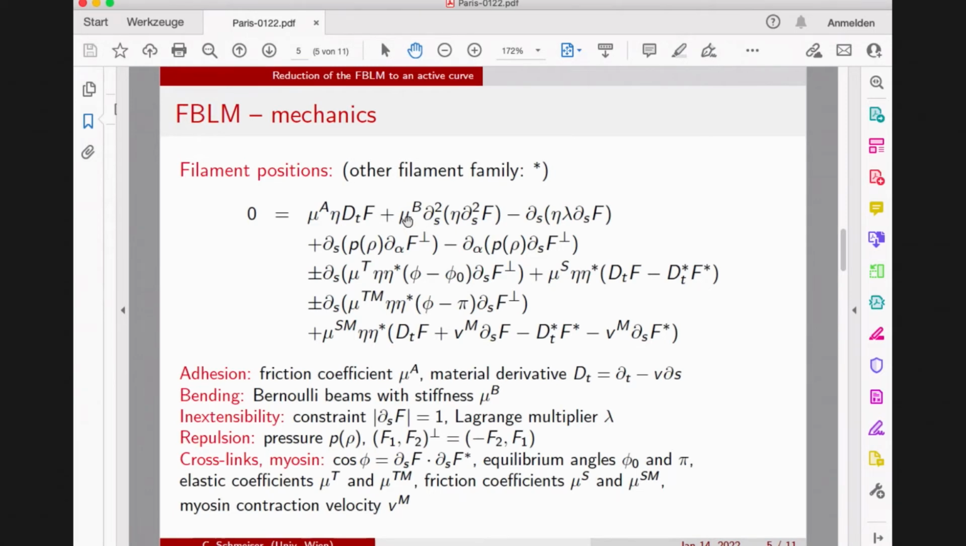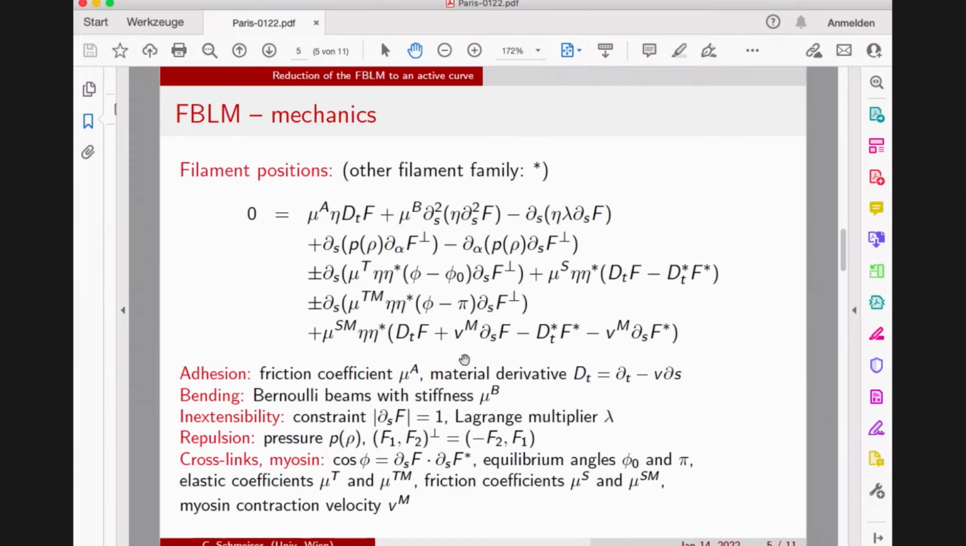The second term you will recognize is a very simple bending model. So this mu B is kind of bending stiffness, and this fourth order derivative with the density also in the middle here is a bending model, actually like the filaments are modeled as Bernoulli beams. The third term here comes actually from this inextensibility constraint. It is kind of a term which has a longitudinal force with the lambda here, but the lambda is just the Lagrange multiplier for this inextensibility constraint.